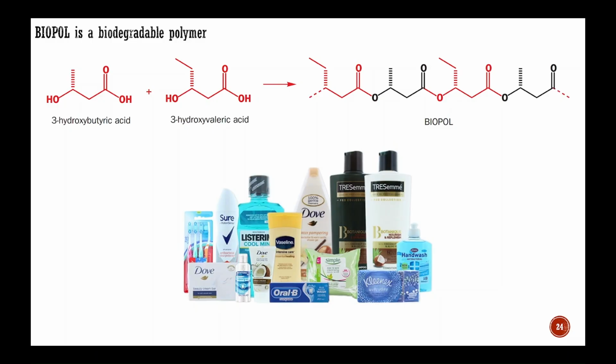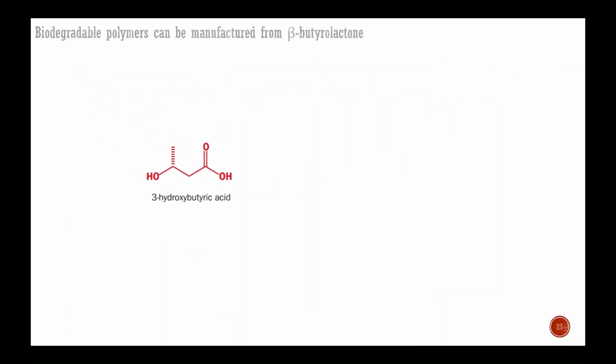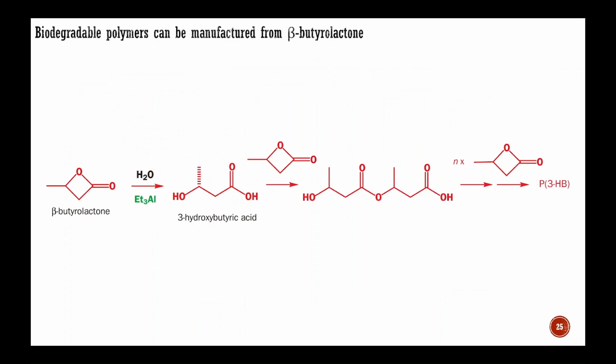This polyester forms the basis of a strong, yet flexible plastic used in containers such as toiletries and is marketed under the name Biopol. Since microorganisms naturally use polyhydroxybutyrate and Biopol for energy storage, they can also degrade them. Biopol and other biodegradable polymers are manufactured by fermentation.